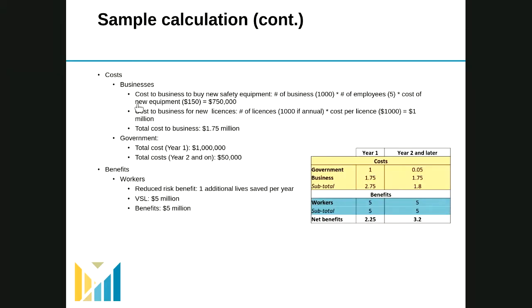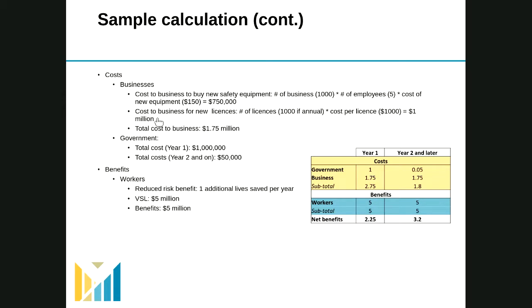So this is basically how the calculation would look. You have the cost to businesses to buy new equipment, so that'll be per worker. We have 1,000 businesses with 5 employees. I've just picked a value here. The cost of new equipment is $150.